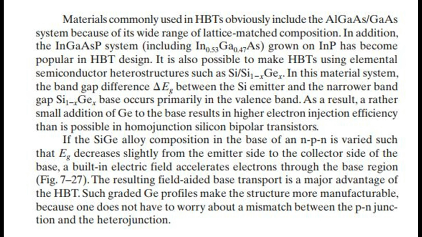If the silicon germanium alloy composition in the base of an NPN is varied such that the energy gap decreases slightly from the emitter side to the collector side of the base, a built-in electric field accelerates electrons through the base region, Fig. 7.27. The resulting field-aided base transport is a major advantage of the HBT. Such graded germanium profiles make the structure more manufacturable, because one does not have to worry about a mismatch between the PN junction and the heterojunction.